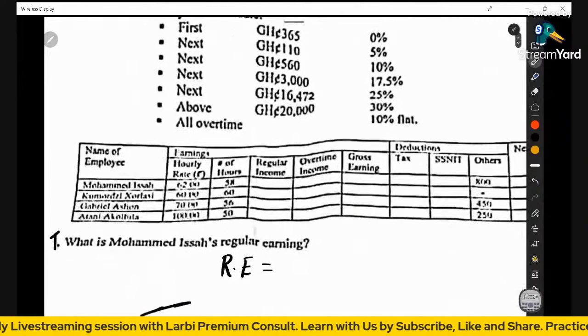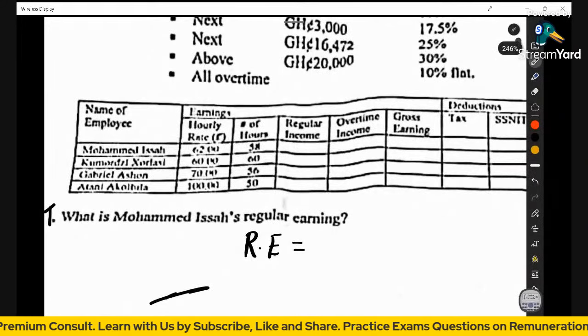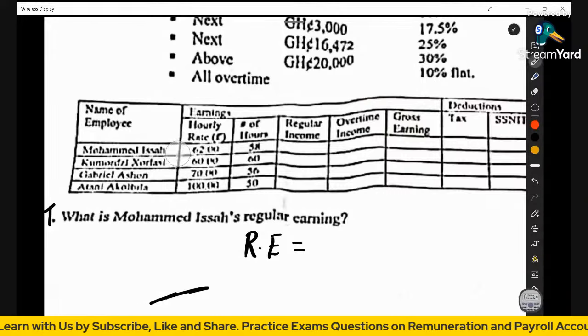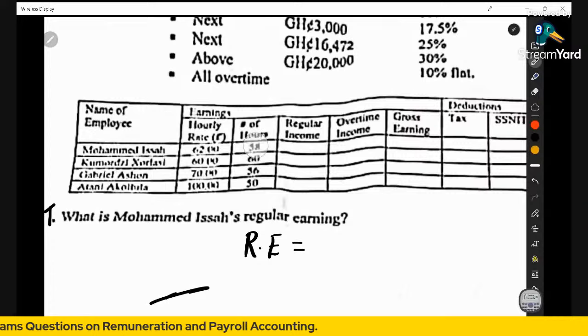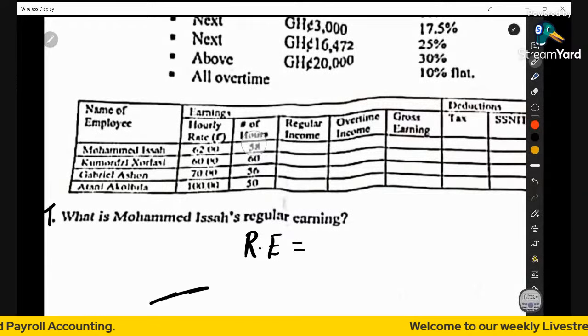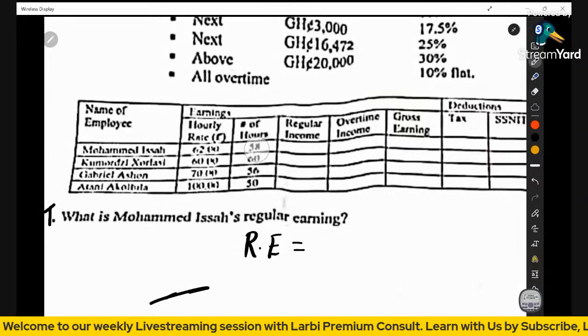All I want you to do is to look at the table here. What is the total number of hours that Mohammed Issa actually worked for the organization? That was 58. So Mohammed Issa was able to work 18 hours extra above the standard 40 hours, because when you subtract 40 from 58, you are left with 18. That becomes the extra, right? So let's take note of that.